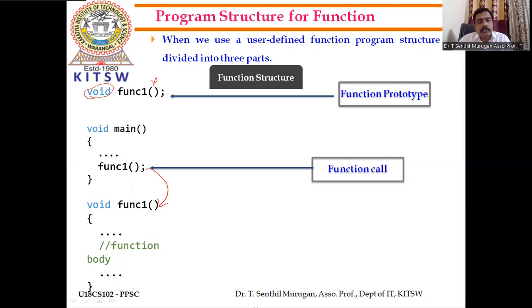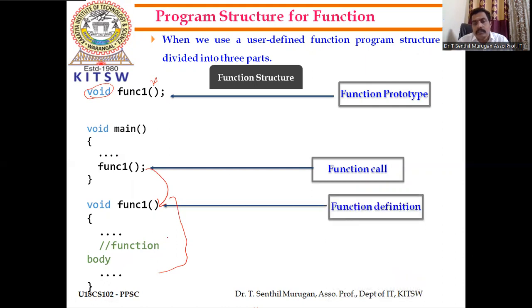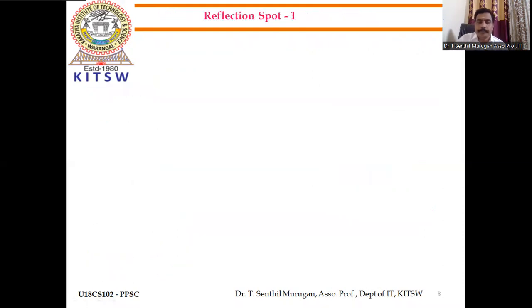Then this is the function body. This is considered a function body, and how we write it is considered the function definition. So these three parts you have to remember when you are thinking about user defined functions: function prototype or function declaration, function call, and function definition.